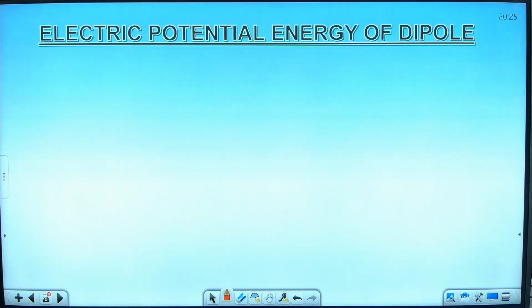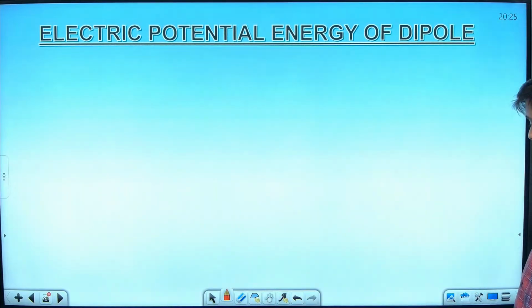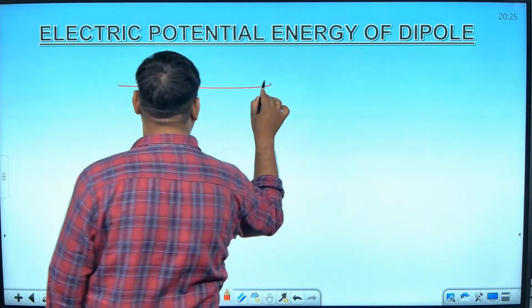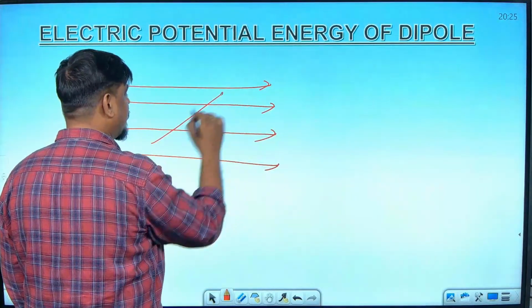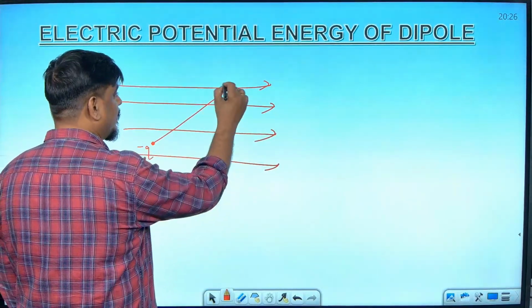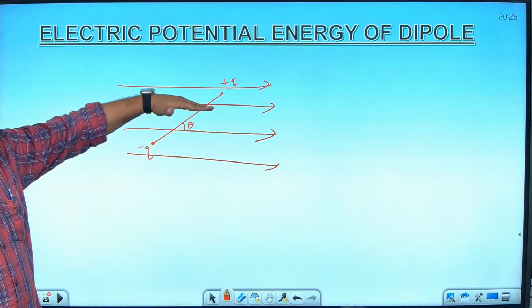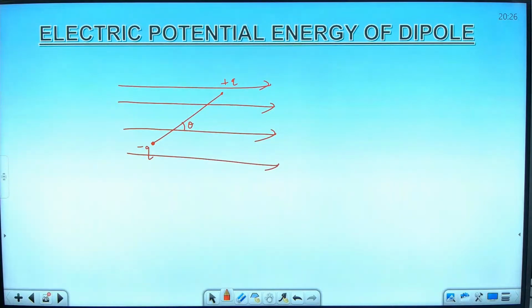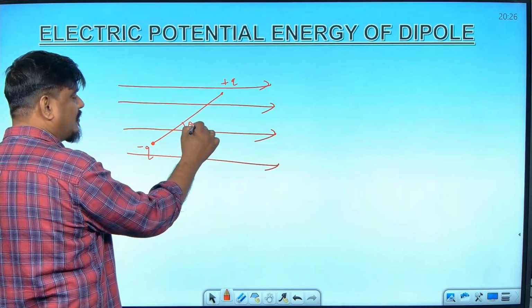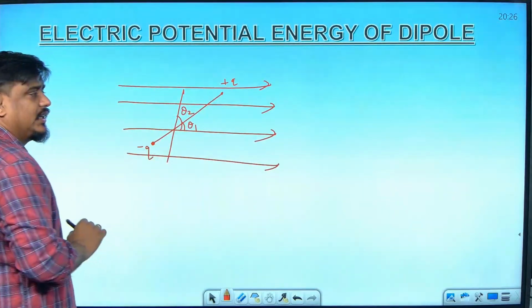Okay, next topic. Electric potential energy of a dipole. So we are in electric potential energy only. You know very well that if a dipole is placed in a uniform electric field, it experiences a torque. So minus Q, plus Q, having some angle theta. If it is kept like this, it will always have a torque which will make it come parallel to the electric field. Now, if I ask you that this dipole is shifted from theta 1 to a new position theta 2, what will happen?